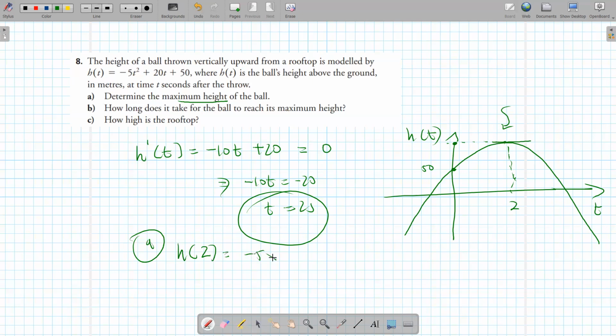So I'll get -5 times 4 plus 40 plus 50. 90 minus 20 is 70 meters. And you're done. So the maximum height is 70 meters.